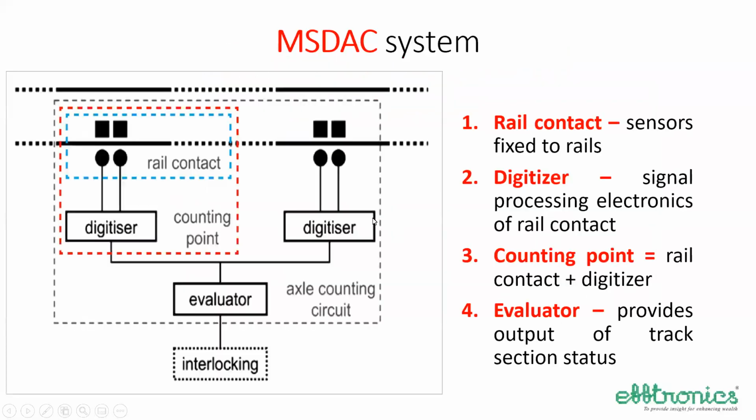If you look at the MSDAC structure, the wheel detection counting points, the electronics can be available separately by the track side, and the evaluator can be a common one at a central place. And at a given station, there can be more than one unit. That is the axle counting unit actually.